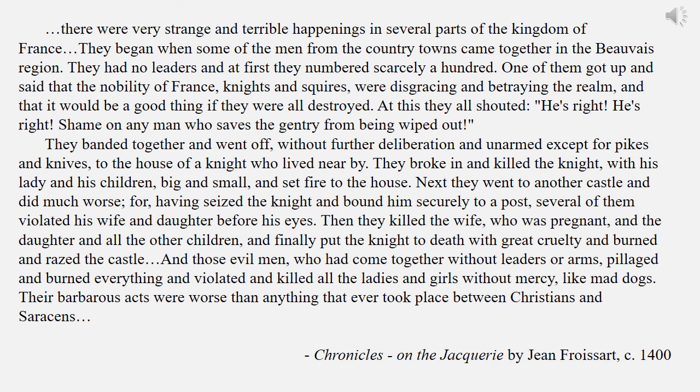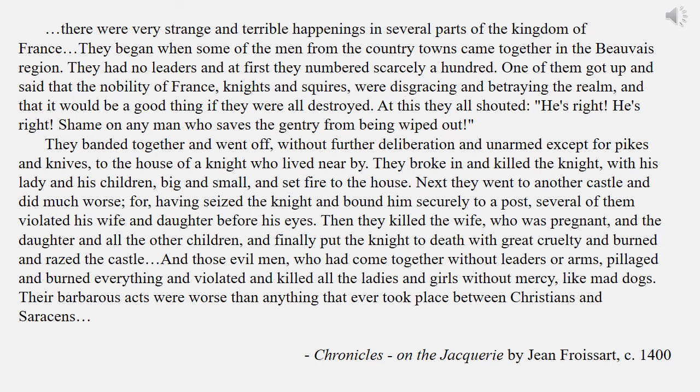There were very strange and terrible happenings in several parts of the kingdom of France. They began when some of the men from the country towns came together in the Beauvais region. They had no leaders, and at first they numbered scarcely 100. One of them got up and said that the nobility of France, knights and squires, were disgracing and betraying the realm, and that it would be a good thing if they were all destroyed. At this they all shouted, "He's right, he's right. Shame on any man who saves the gentry from being wiped out."